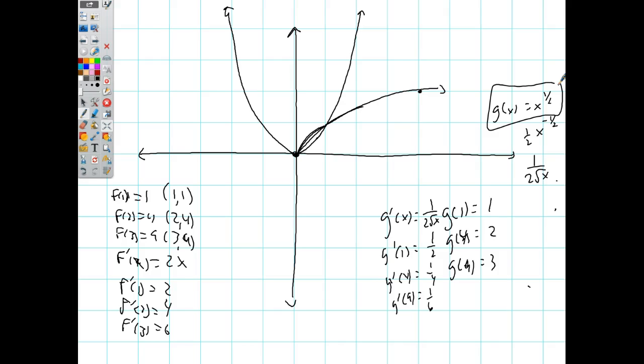How do you find an inverse, Walker? I'm going to pause a moment.